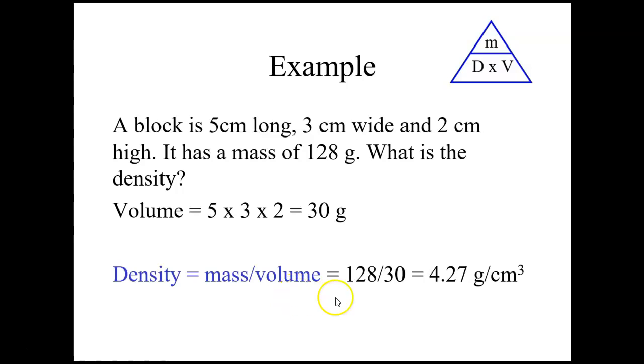Always write the formula down. We know the mass is 128 grams. We know the volume, which is calculated as 30 centimetre cubed. If you stick that in your calculator it will actually say 4.266666666, and I've just rounded that up to a 7. So the density is 4.27 grams per centimetre cube. We could then go and look on the internet and find out what substances have a density of 4.27 grams per centimetre cube to discover what the substance is made of.